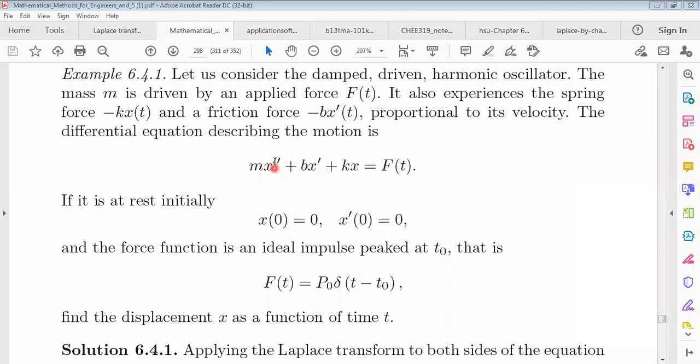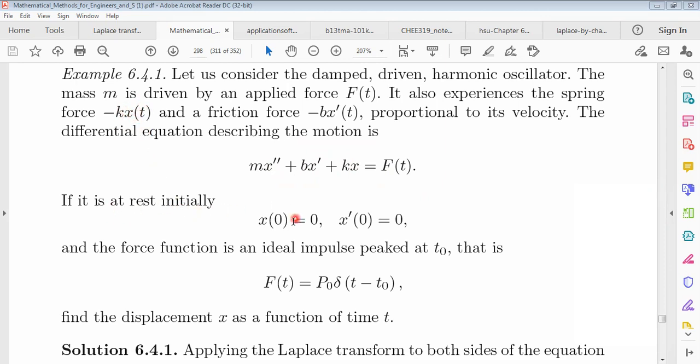Okay. And this will be what? d square x by dt square. That means acceleration. And this is the velocity. And this is actually the friction. And this is the spring constant, spring force.